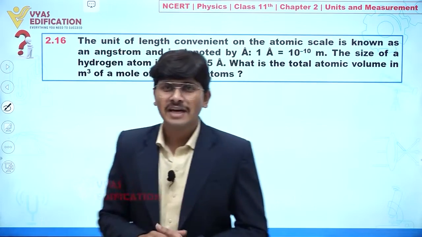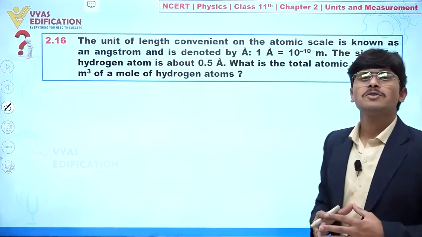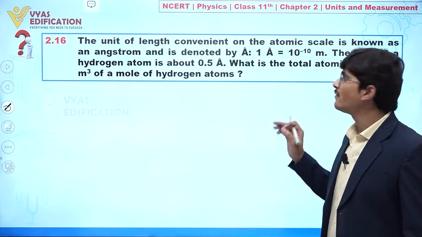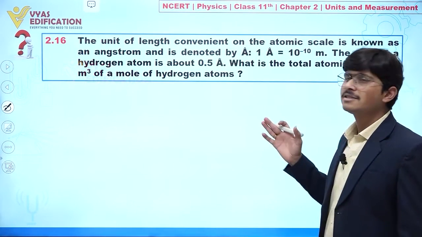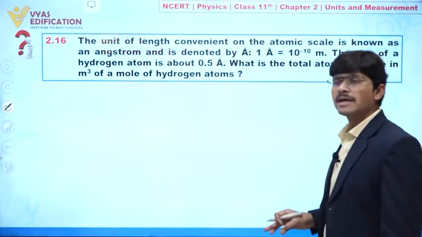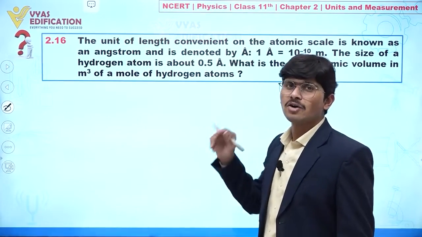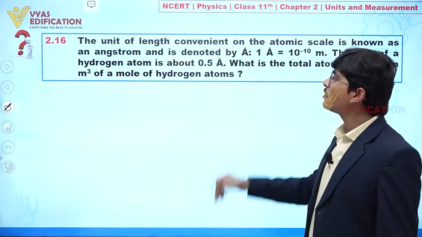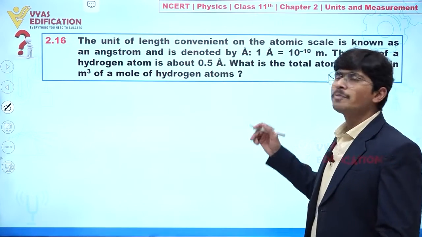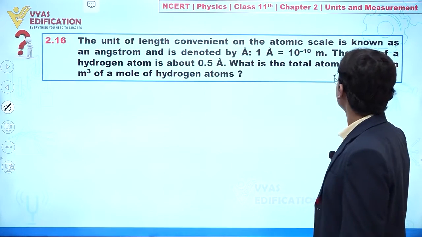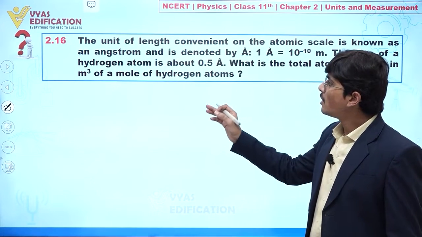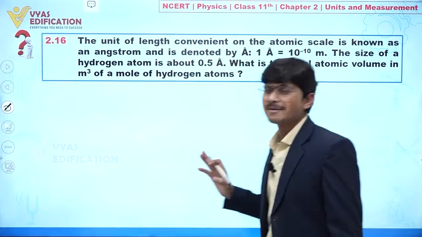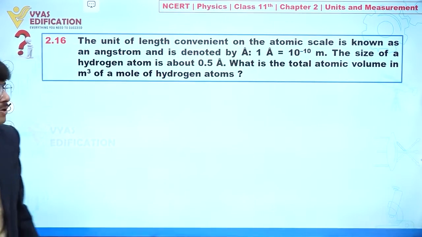So this is all about this question. Now we are going to discuss question number 2.16. In this question it is given that the unit of length convenient on the atomic scale is known as an angstrom, denoted by A with a circle over it. 1 angstrom equals 10 to the power minus 10 meter. The size of a hydrogen atom is about 0.5 angstrom. What is the total atomic volume in meter cube of 1 mole of hydrogen atom? Again a very simple question.